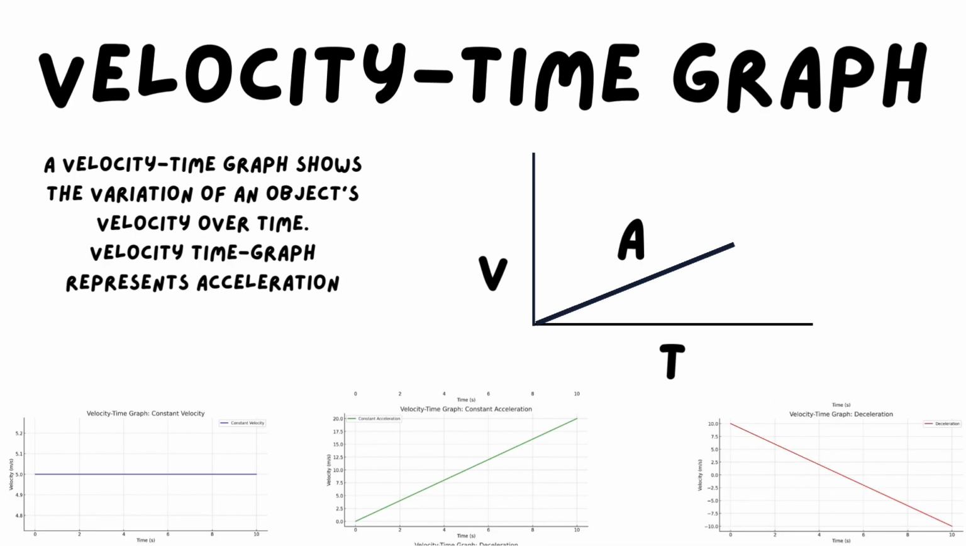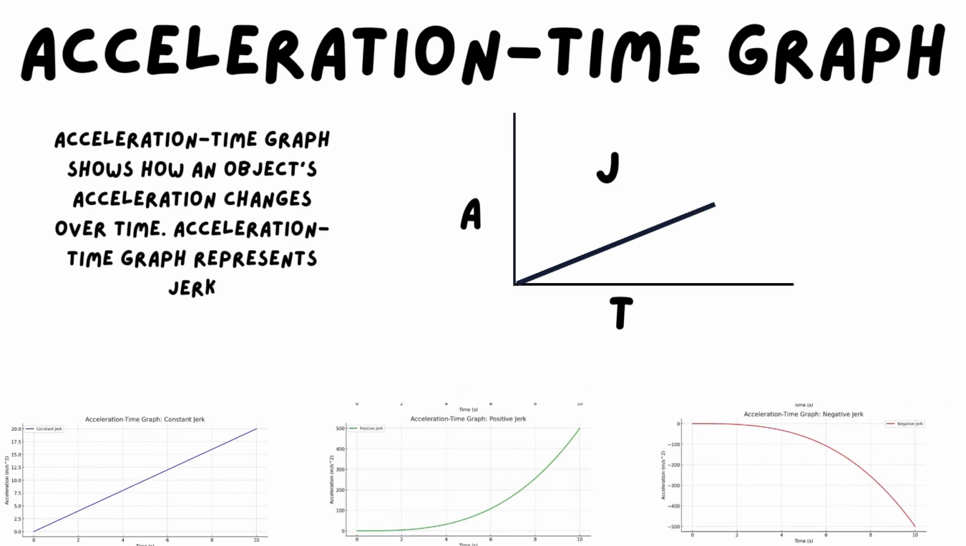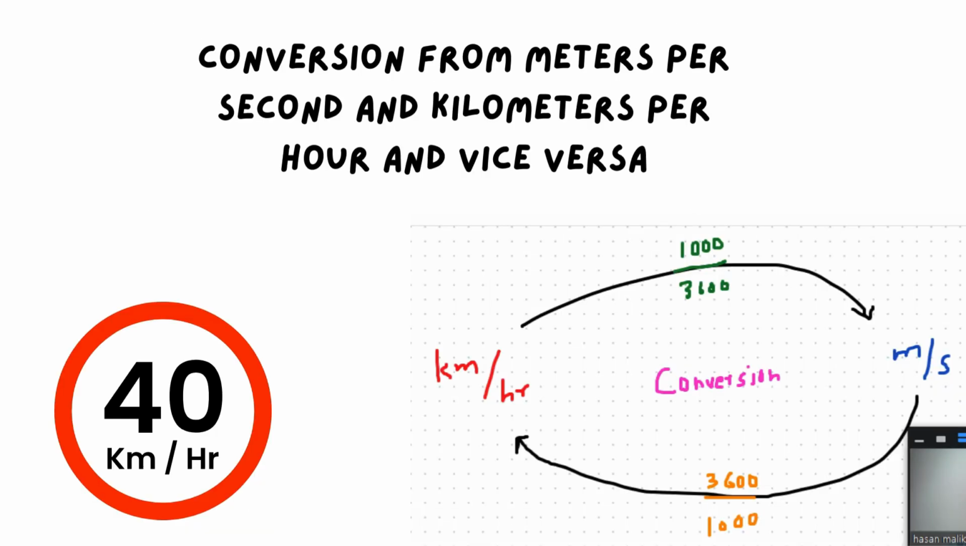Velocity time graph. A velocity time graph shows the variation of an object's velocity over time. Velocity time graph represents acceleration. Acceleration time graph. An acceleration time graph shows how an object's acceleration changes over time. Acceleration time graph represents jerk. Conversion from meters per second to kilometers per second and vice versa.